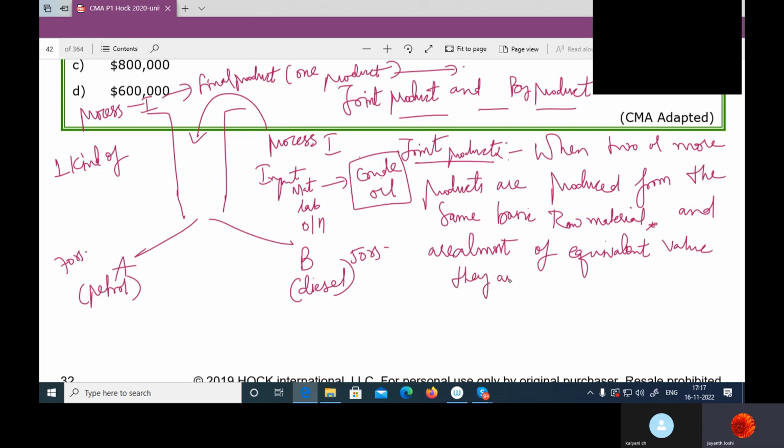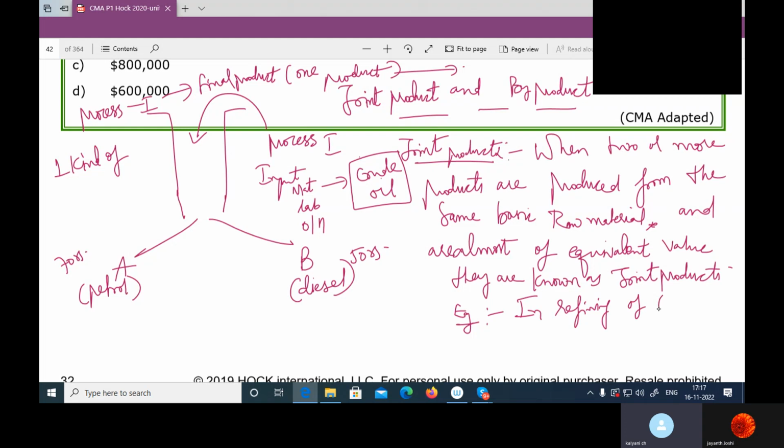They are known as joint products. Example, in refining of crude oil, both petrol and diesel are obtained.